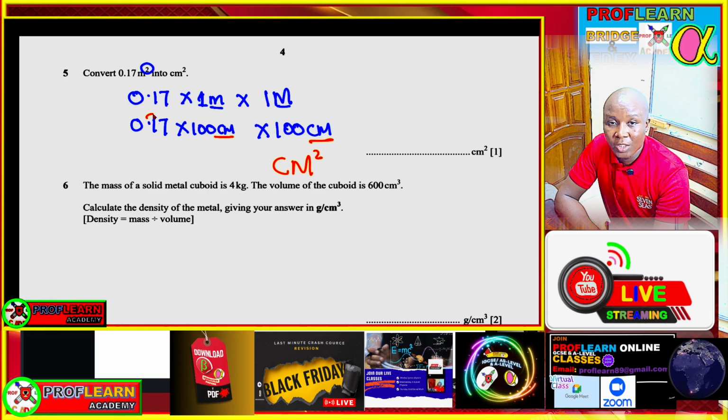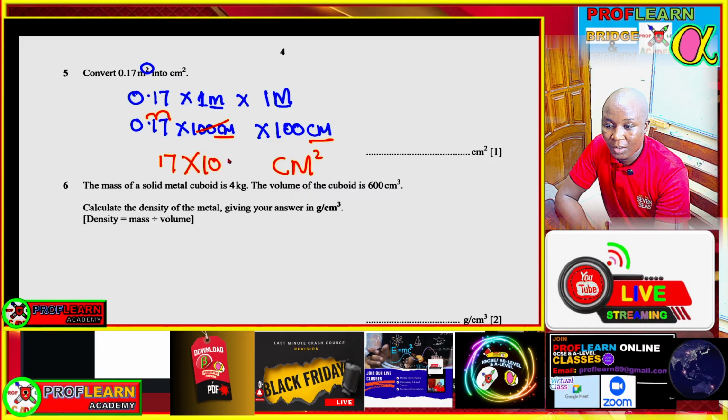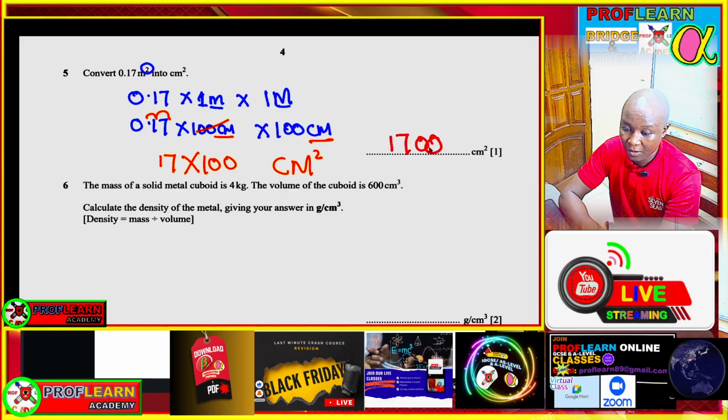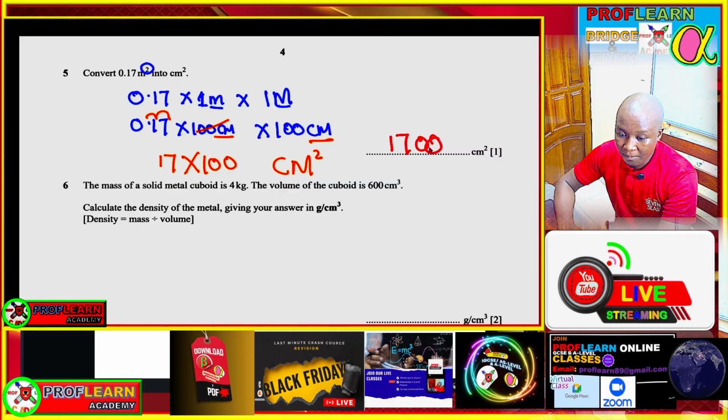But we are having 2 decimal places here, then we can cancel 2 zeros, and then we shall remain with 17 times 100. That becomes 1700 centimeter square as the answer at that particular point. So, well, that's exactly what we are supposed to do.